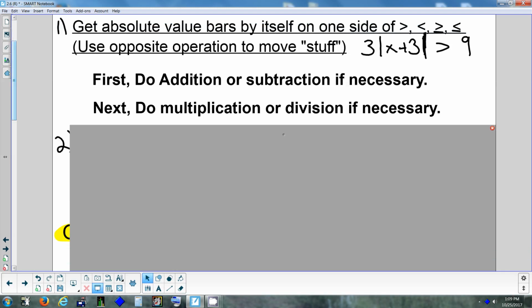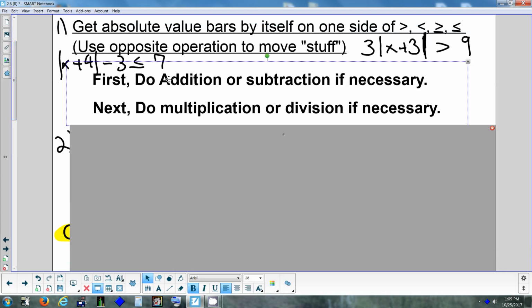Yep. Alright, so first, do addition or subtraction if necessary. If it was something like the absolute value of x plus 4, minus 3, equals 7, we'd have to add the 3 first to get the absolute value bars by itself. You have to do that first before we can split. Then, after that, we could multiply or divide on either side.